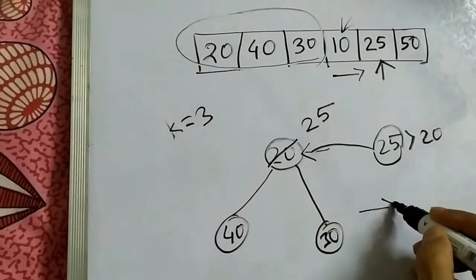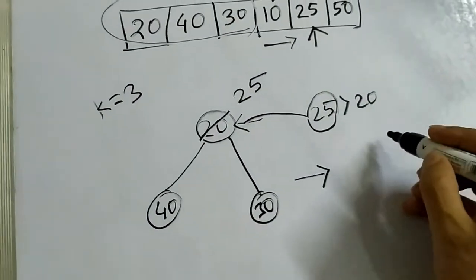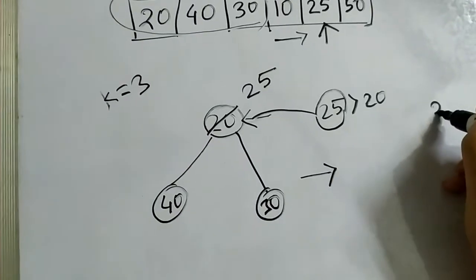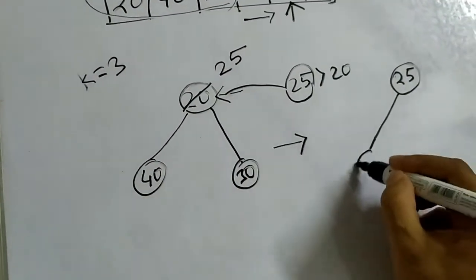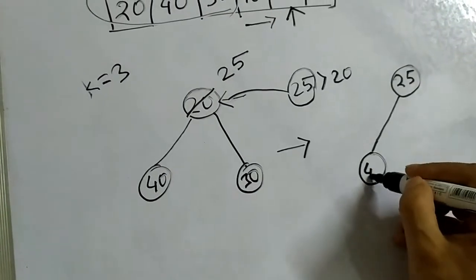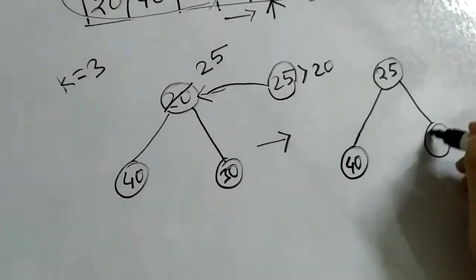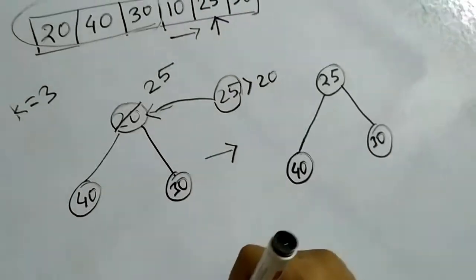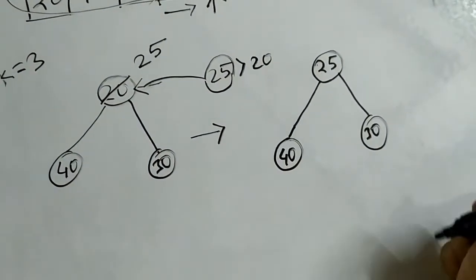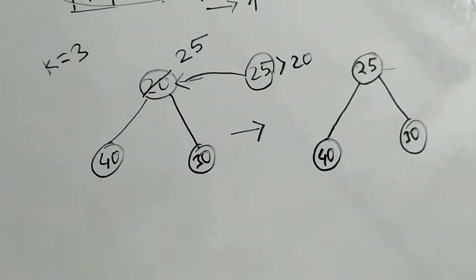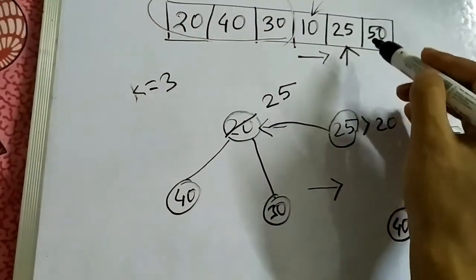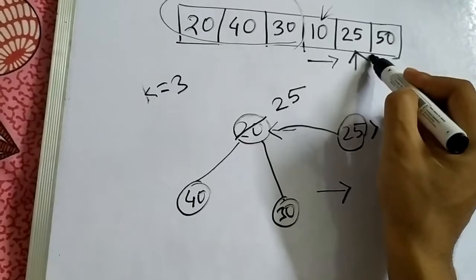Let's check whether I am still getting a min heap or not. So my min heap will be like this: 25. I have replaced 20 with 25. This is 40 and this is 30. So still this is a min heap and 25 is my third maximum. So now I have considered the array up to this.